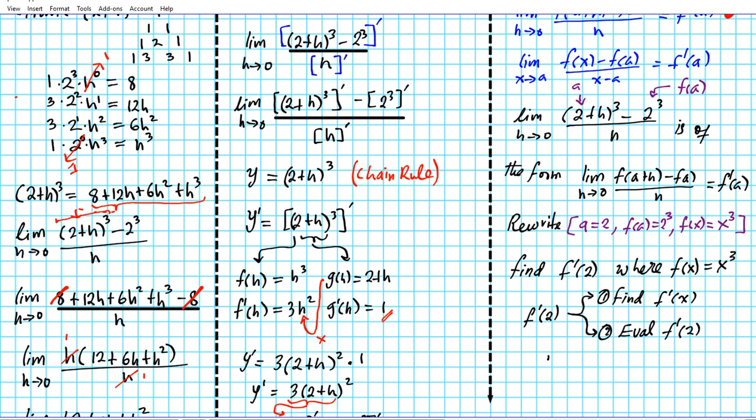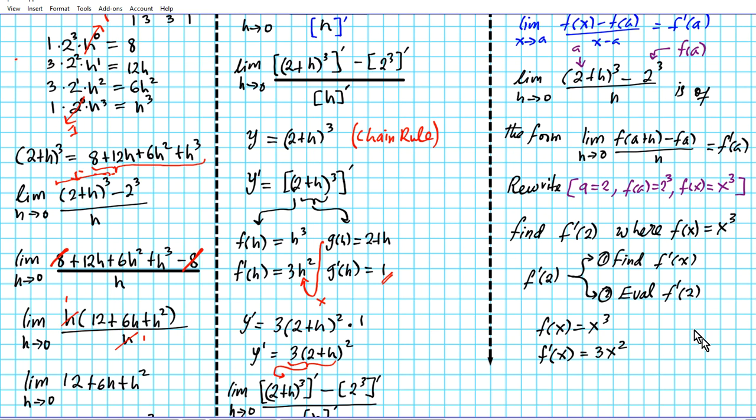Okay, so step 1, we know that f of x is x to the third. So that automatically tells us that f prime of x, using the power rule, is 3x squared. Okay, and then f prime of 2, we're now going to evaluate, is going to be 3 times 2 squared. And then 3 times 2 squared is just simply 12. And that, ladies and gentlemen, is your final answer.